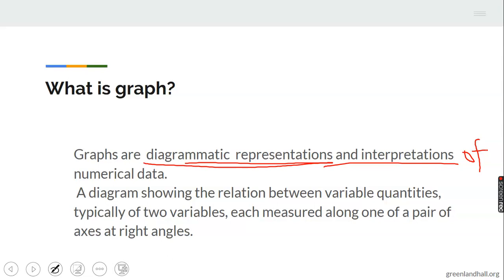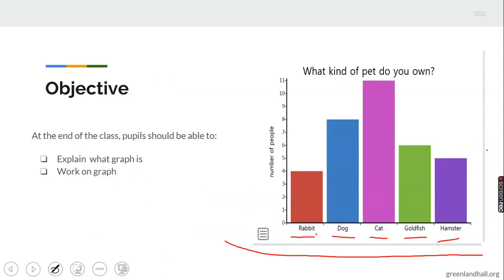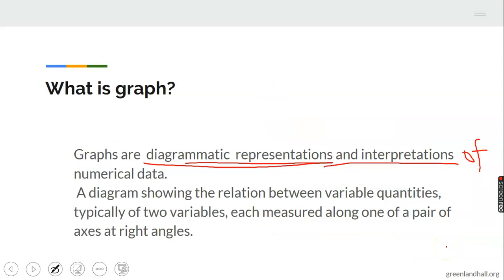Now, a graph is a diagram showing the relation between variable quantities, typically of two variables. Like I showed you in the previous slide, we have pets down, and if you look at the other side of the picture, you will see number of people. So we have two variables: this is one variable, this is another variable. Each is measured along one of a pair of axes at right angles.